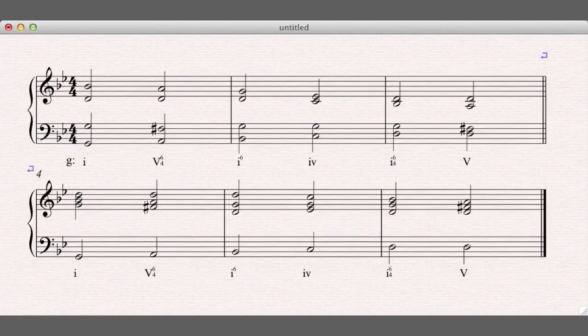Let's take a listen to both of them so we can hear the differences between this more open-voiced 4-part chorale texture and this keyboard texture.